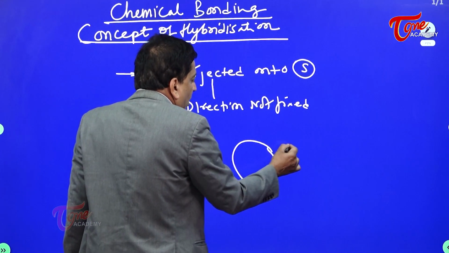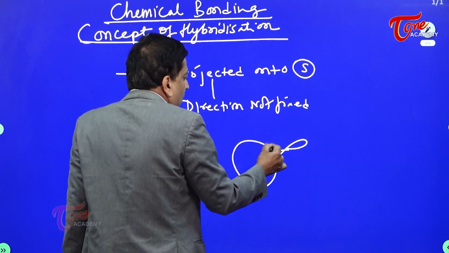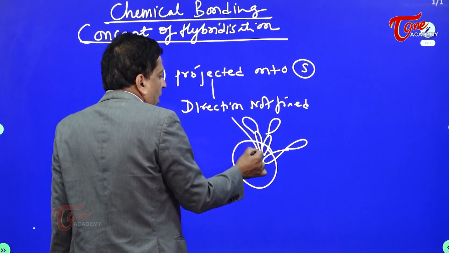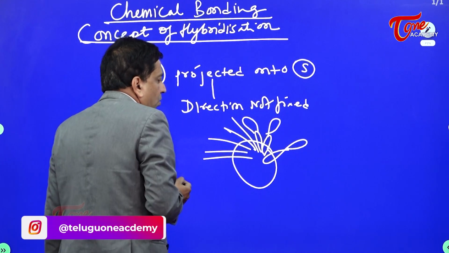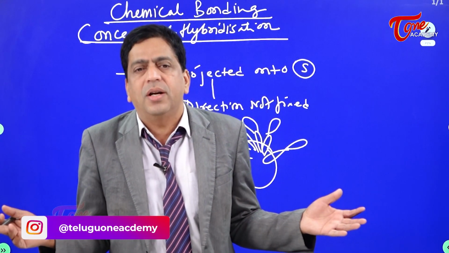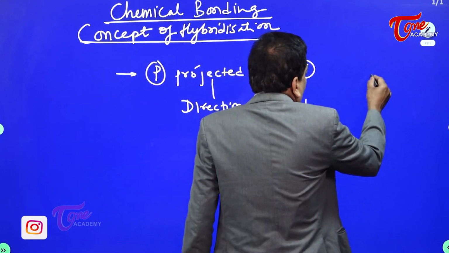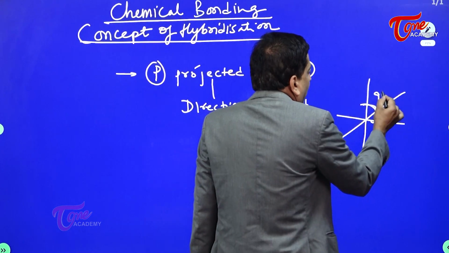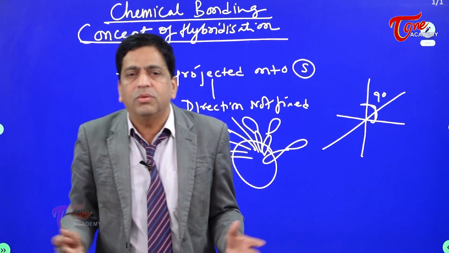This is the S, this is the P, this is the P, this is the P. Which way it is coming, we never know. That direction is absolutely not fixed. And whenever the P orbitals are involved in bonding, like X, Y, Z, the bond angle remains absolutely 90 degrees, which is absolutely ridiculous, silly.